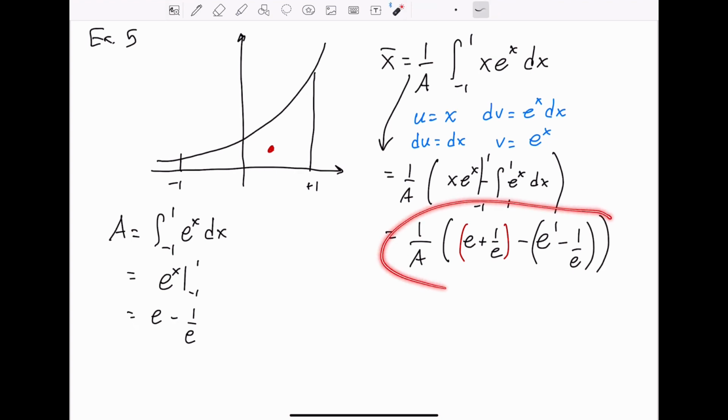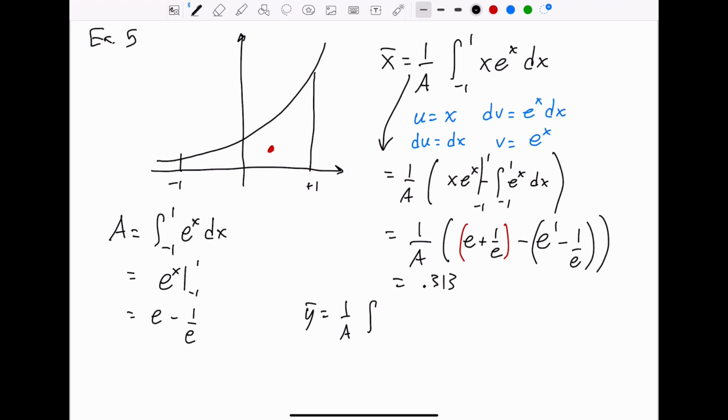This is a rather messy expression, so we'll just get a numerical approximation for the value. So this value is approximately 0.313. That's the x component for the centroid. The y component, we'll write down that formula, y bar equals 1 over A times the integral of f of x squared, e to the x, quantity squared, dx. Integrating again from -1 to 1, and then we also have a 1/2 here for the formula for y bar.